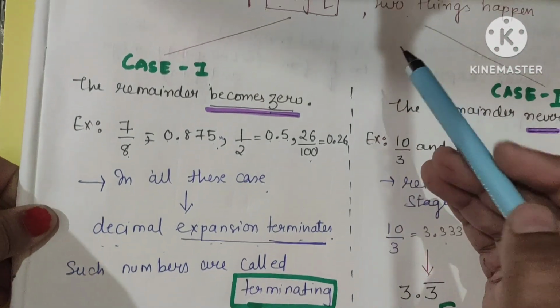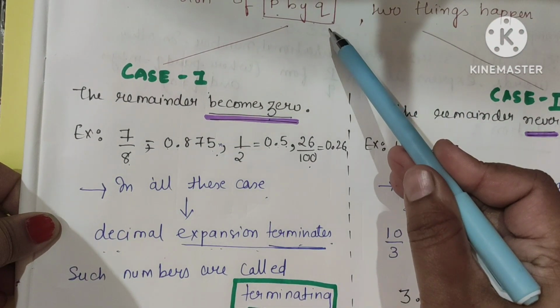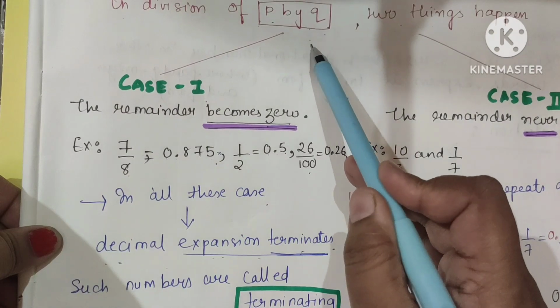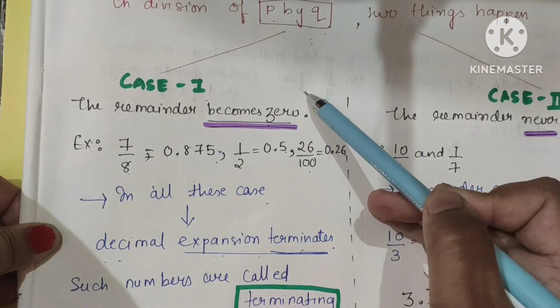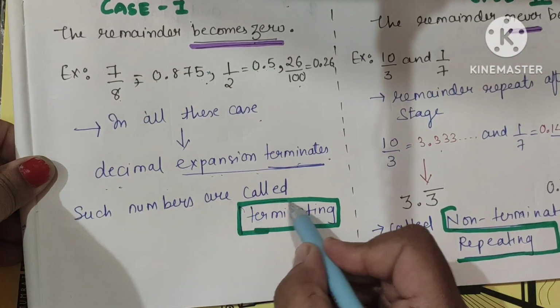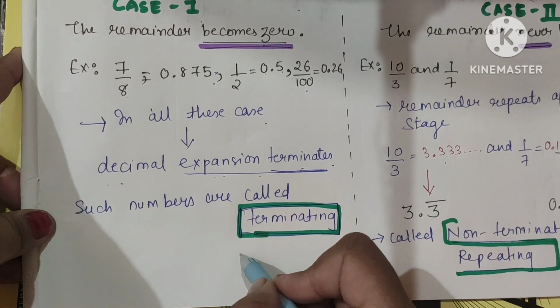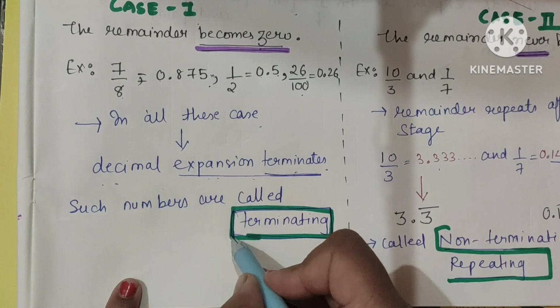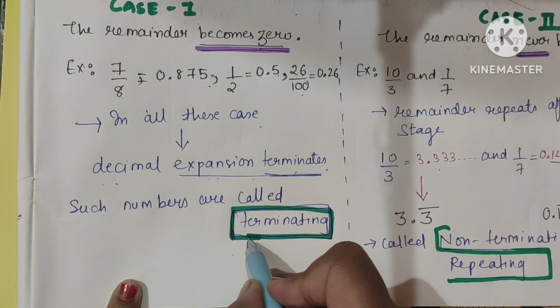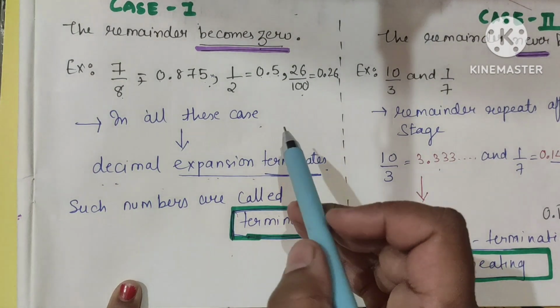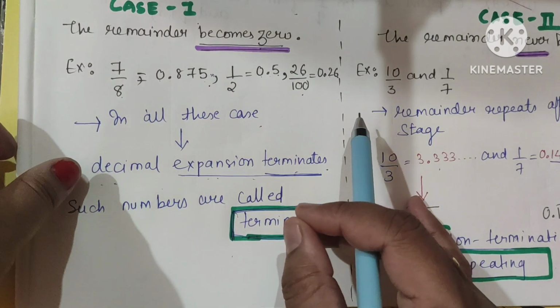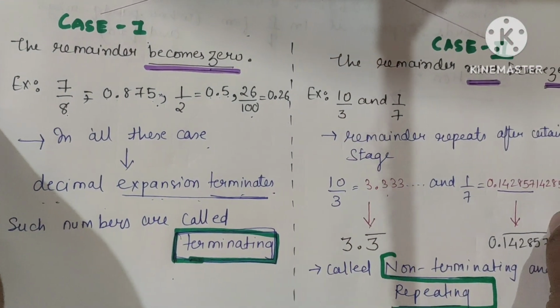So, the real number which is rational, it can be terminating. So, rational numbers with the decimal getting terminated are also called terminating decimals. Now we'll see the second case.